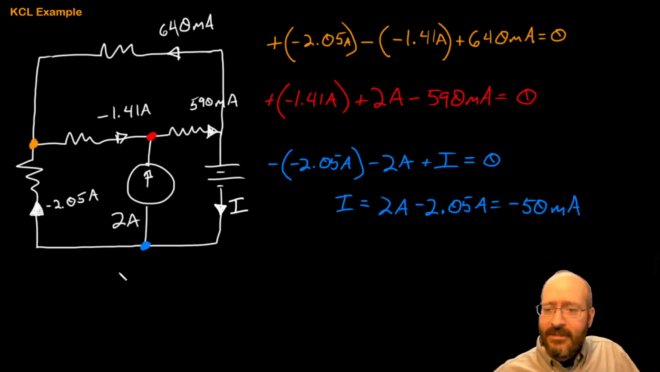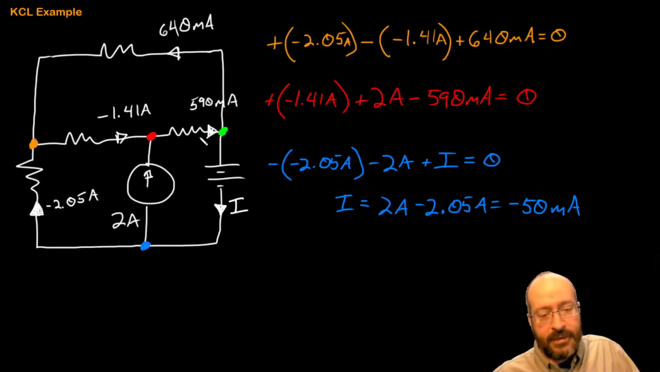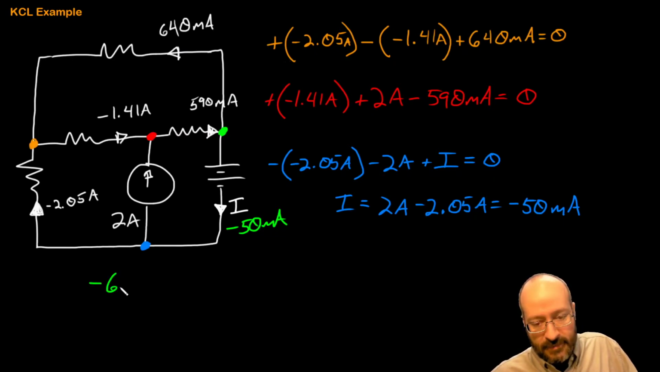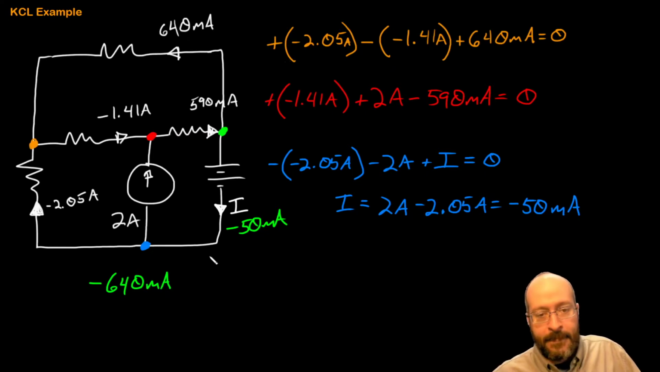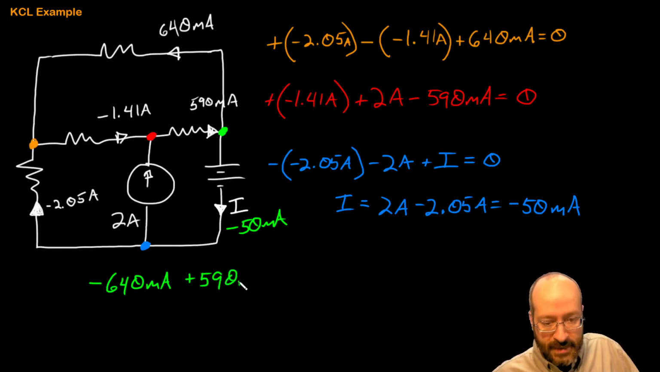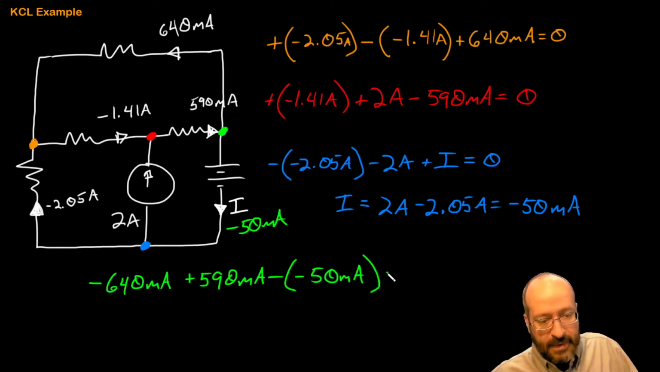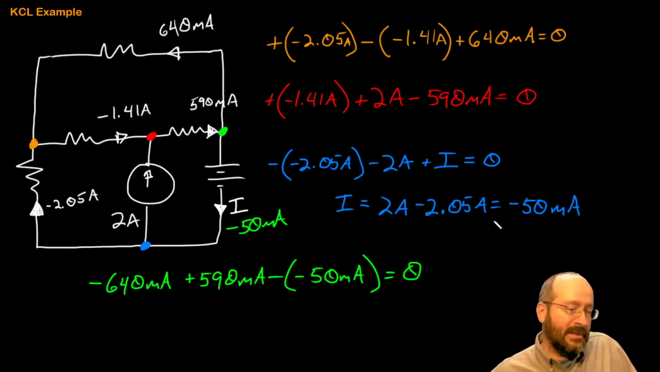All right, last node, and I think it's going to be green. Okay, is this node over here. 1, 2, 3 things connected to it. I now know that this is negative 50 milliamps, according to that. All right, let's start up here. This current is leaving the green node. So we get negative 640 milliamps. That's going to be under the calculator. This current's going in, 590 milliamps. This current's leaving, but it's negative, so it's minus negative 50 milliamps. And that should all equal 0 if we had done this calculation correctly.